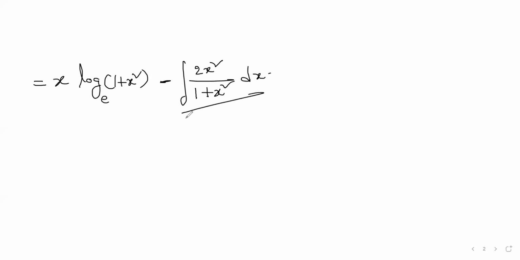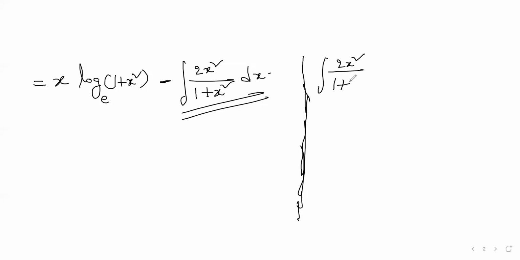Now how to evaluate this part? So this part alone I will evaluate. Later I will add this. So I'm writing this here. It's 2x square by 1 plus x square dx that I want to solve. Let's take 2 out: 2 into integral x square by 1 plus x square. This is what I want to evaluate.